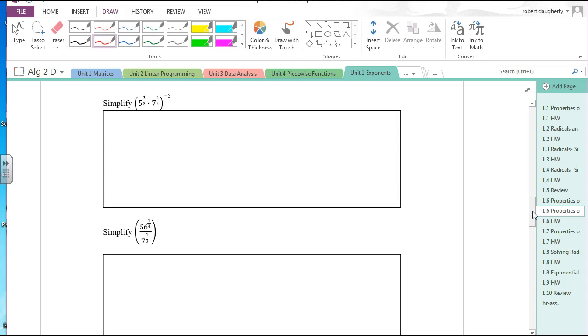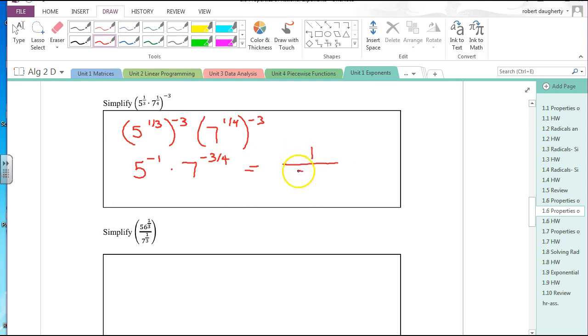Really doesn't matter how I do this. So in this case, let's just go ahead and distribute the exponent. So this will be 5 to the 1/3, and then I'm going to raise that to the -3 times 7 to the 1/4, all of that to the -3 power. You multiply exponents. This is 5 to the -1 times 7 to the -3/4. Okay, taking care of those exponents, this is 1 over 5 to the 1 times 7 to the 3/4. So I have my answer. I have everything in positive exponents.